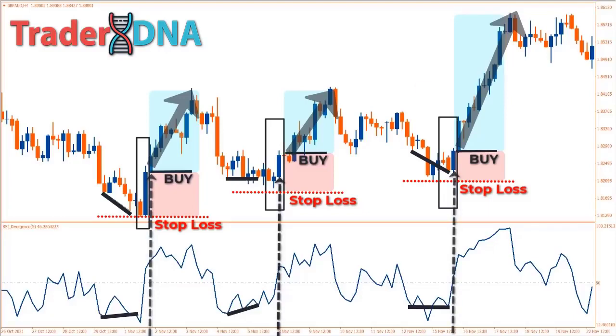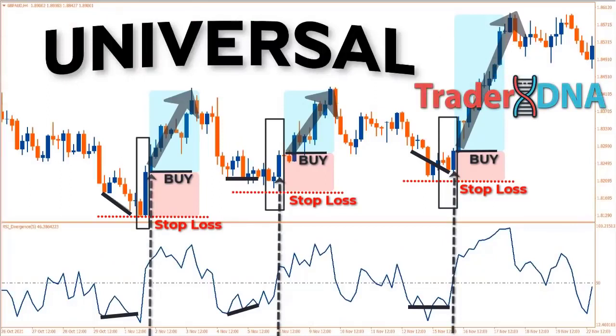The best part is, divergence is universal. It works in many markets across all time frames. So using RSI divergence indicator to find exhausted trends helps to improve the odds of a reversal trade. It generates fewer signals but very high accuracy.